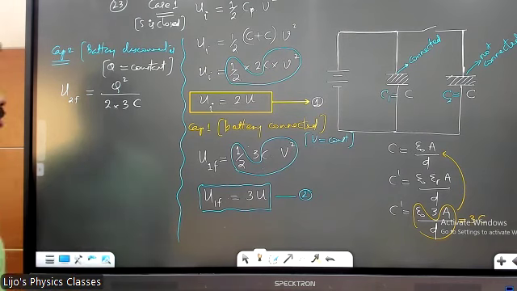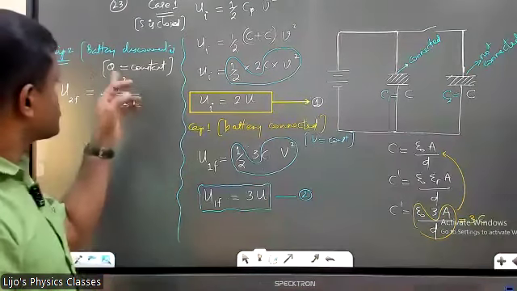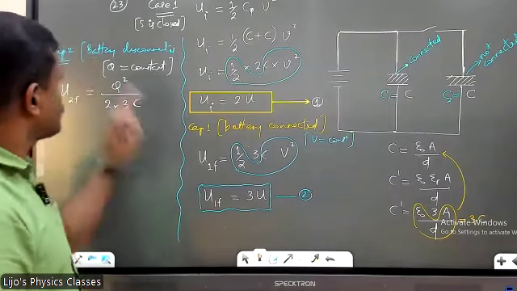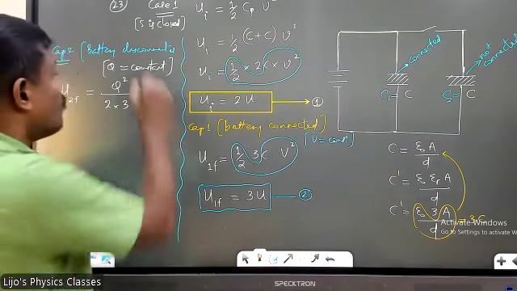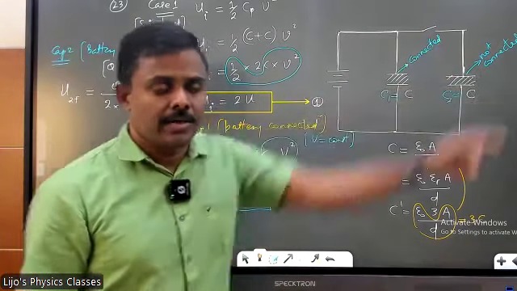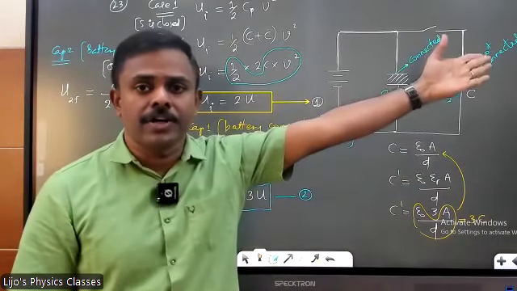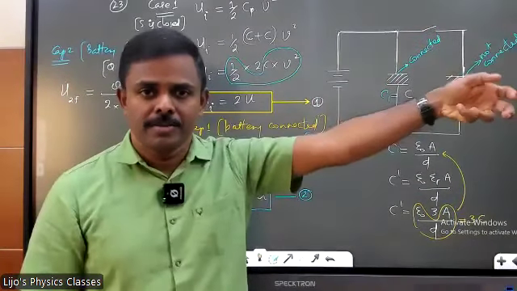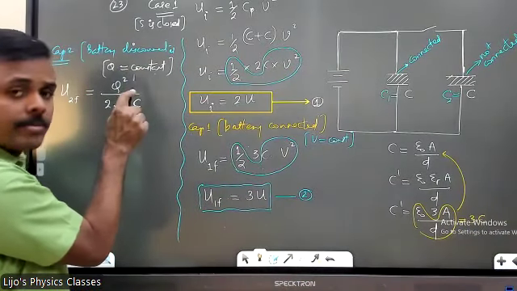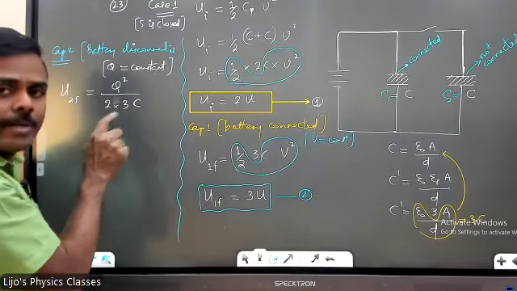Why did I use Q square by 2C? Because charge is constant. Why is charge constant? Because battery is disconnected. Why is battery disconnected? Because they say that in the question. So the second capacitor is a clear case of battery removed. Battery removed means charge is constant. Charge is constant means you must use Q square by 2C.